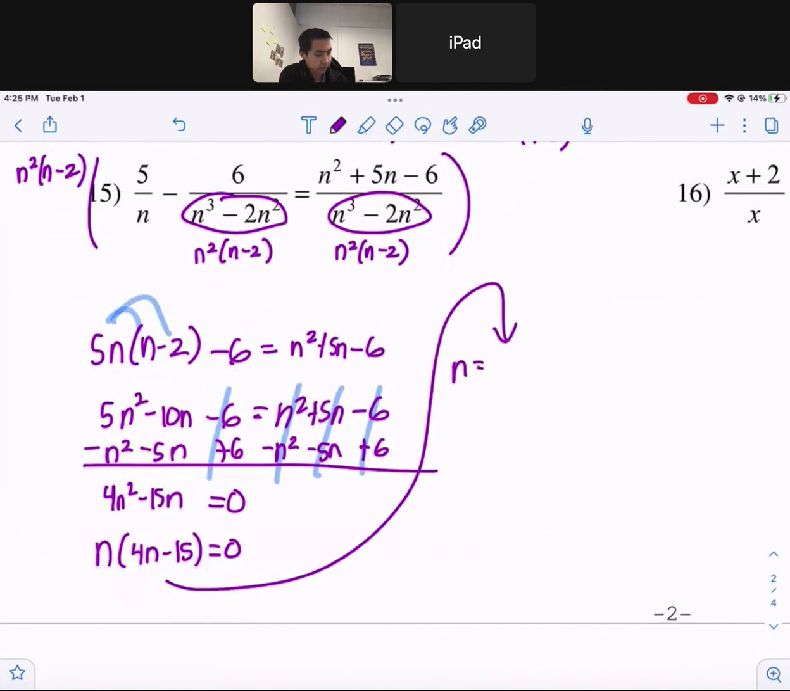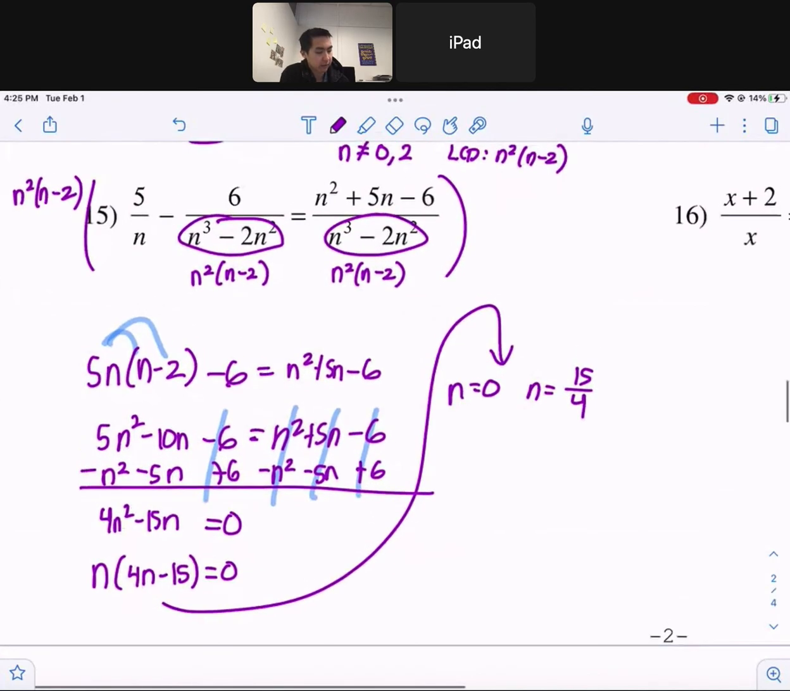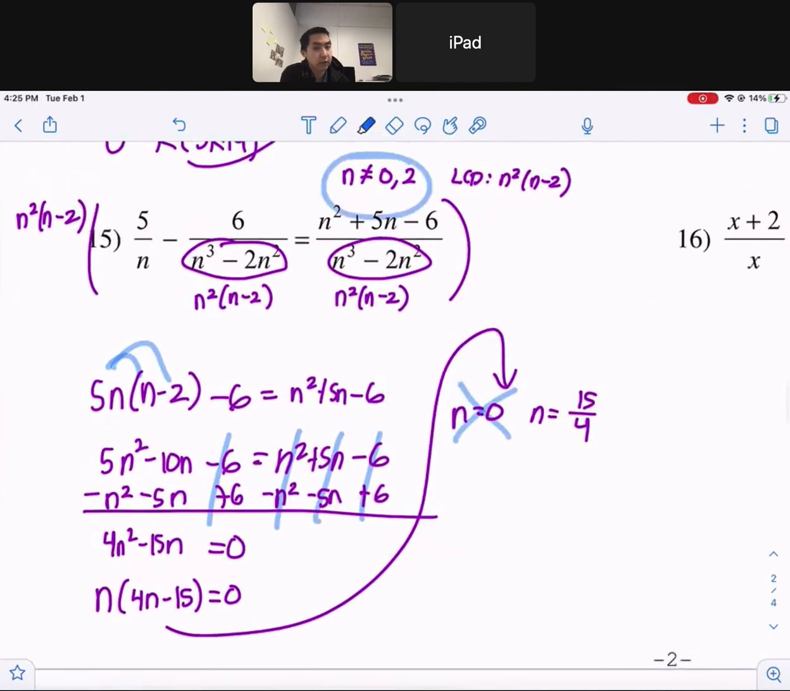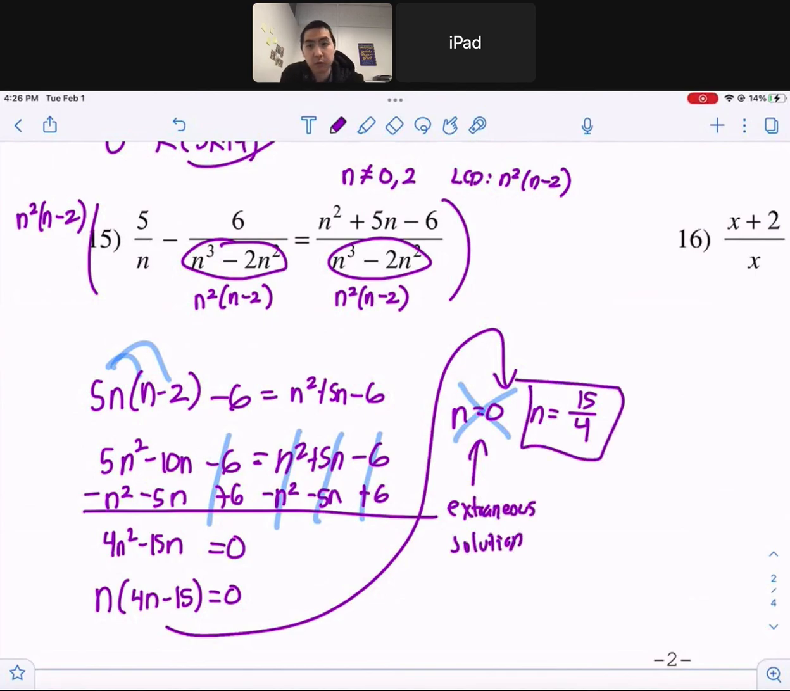n has to equal 0, or n equals 15 over 4. Add the 15 over and divide by 4. Again, this cannot be an answer because in the beginning we said n cannot be 0. So this is what we call an extraneous solution. So the only answer we're going to submit then is n equals 15 over 4.